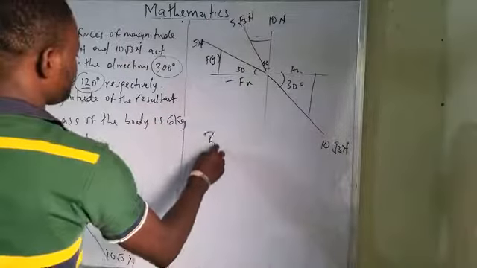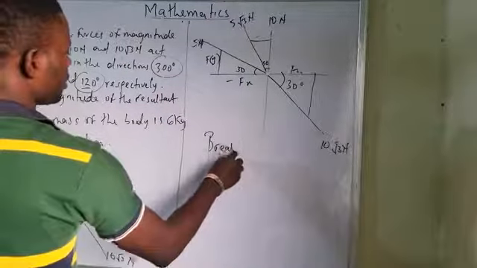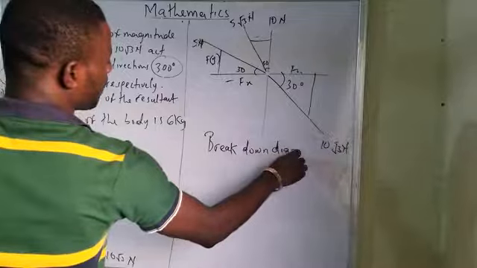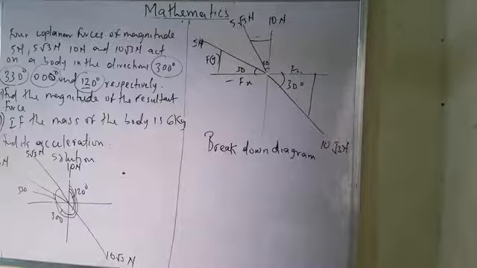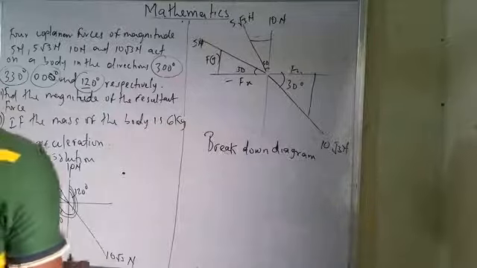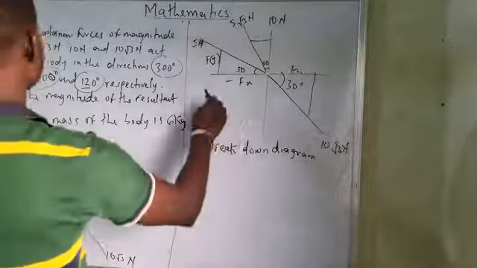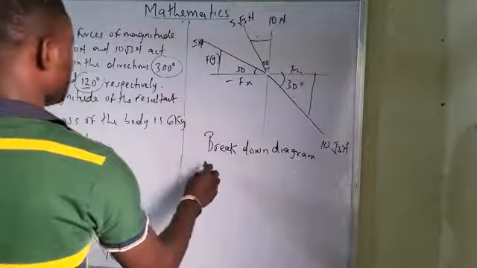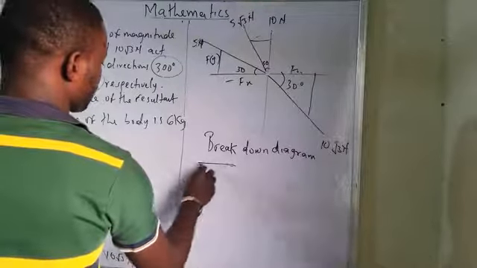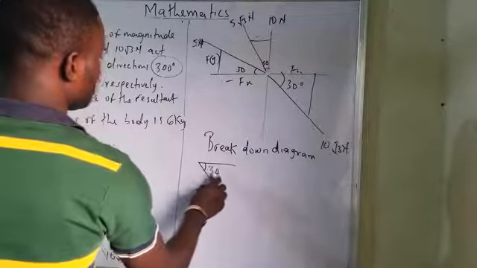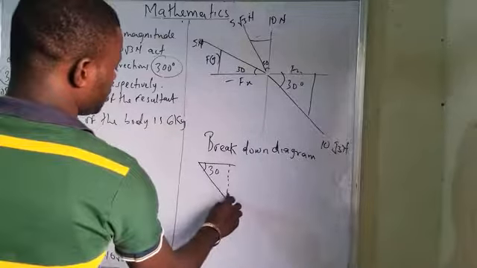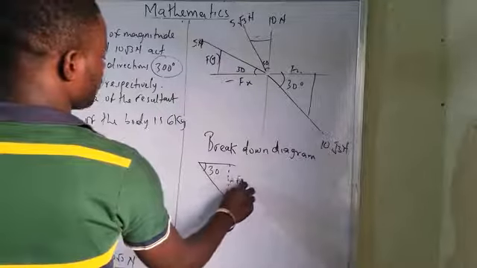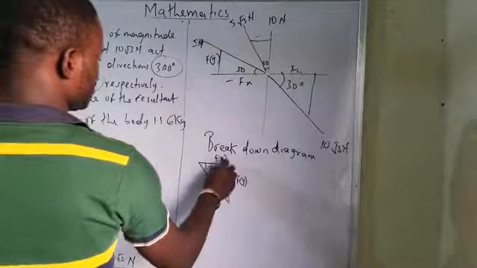Let me break it down. Break down the diagram. Now I want to break down the diagram. The first thing I will do is take my 30, which I'll be talking about. This is my 30 now, and this one will surely be minus F of y, and this one will be F of x, which is no problem.